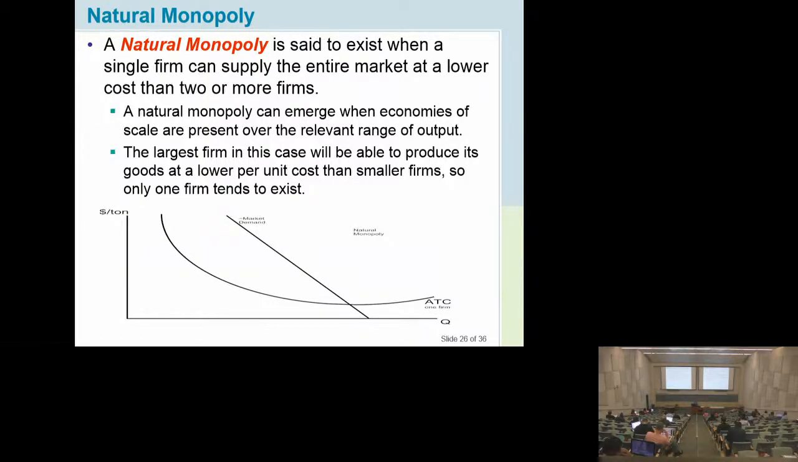Okay, so this is an example with a graph of where it would cost society more to have two or more firms making that quantity. In fact, if you had two or more firms making that quantity, they would both lose money, right? Because they wouldn't be able to sell it at the price they could get by on. The price would have to be higher, and then the quantity would be smaller.